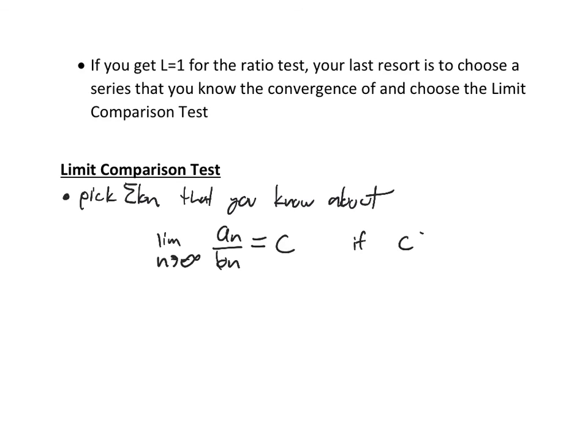If c is greater than 0, then both series converge or diverge. And again, you picked some b sub n that you knew about. More than likely it would be a p series of some sort. 1 over n is always a good one to consider here. But you picked some b sub n that you knew about. You did this calculation. If you get a number greater than 0, then both series must converge or diverge.